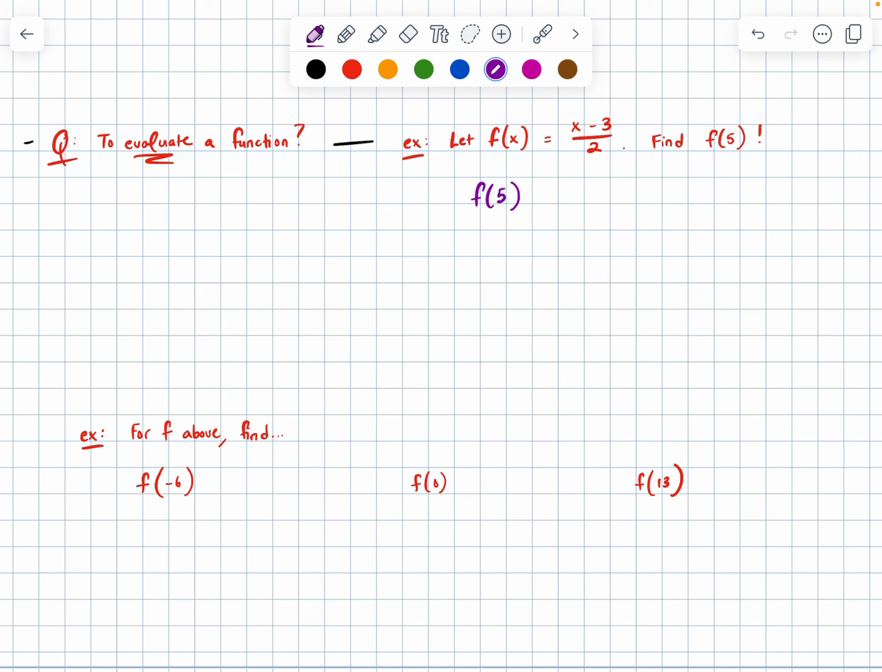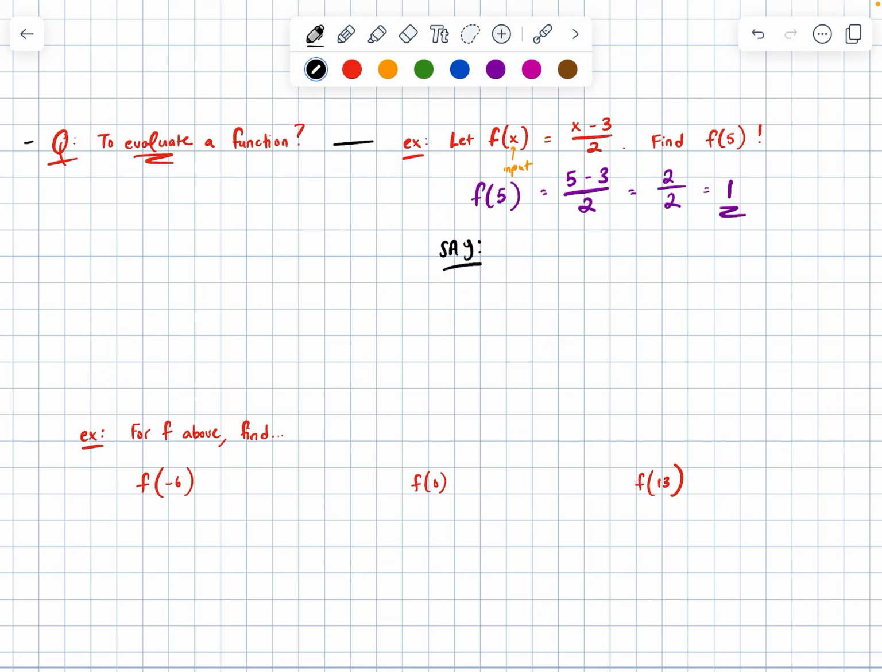Alrighty. Well, if I want to find f of 5, again, this x here is just our input. So what I'm inputting into the function for x is 5. So 5 is going to take the place of x, which is my input. So I have 5 minus 3 all over 2. Simplifying this fraction now, that's easy. I've got 2 over 2, which simplifies to 1.